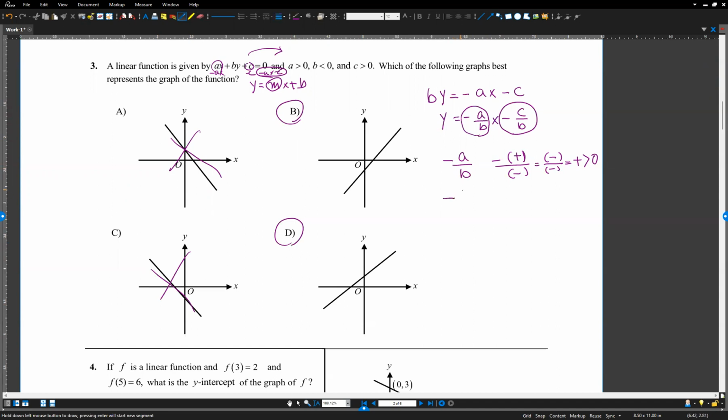Now let's find the y-intercept. Negative c over b is the y-intercept. Check it out. Negative c is positive. And b is still negative. Negative times positive is negative. Negative over negative is positive. That means the y-intercept is still positive. Slope positive, y-intercept positive, this one. Choice D is the answer. This is very important.